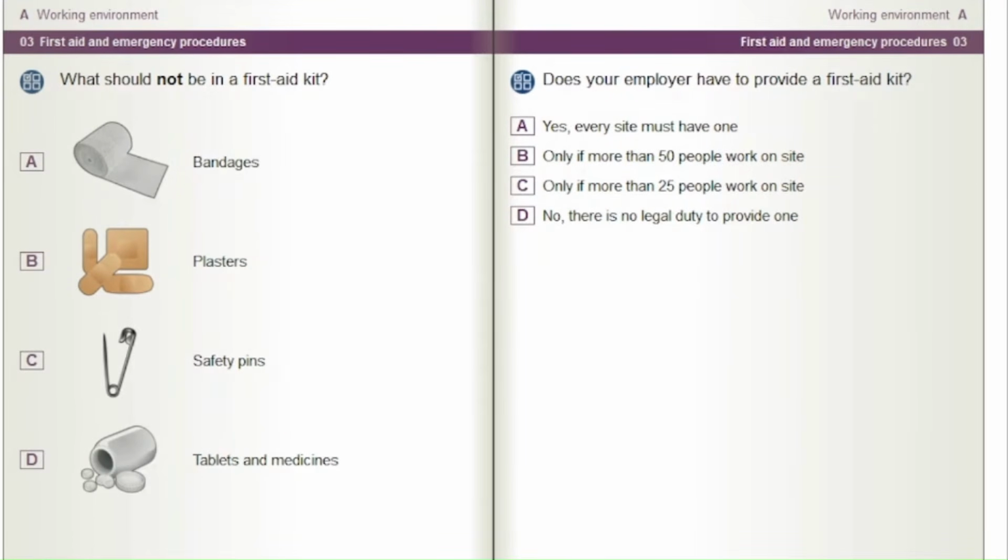What should not be in a first aid kit? Bandages, plasters, safety pins, tablets and medicines. Does your employer have to provide a first aid kit? Yes, every site must have one. Only if more than 50 people work on site. Only if more than 25 people work on site. No, there is no legal duty to provide one.